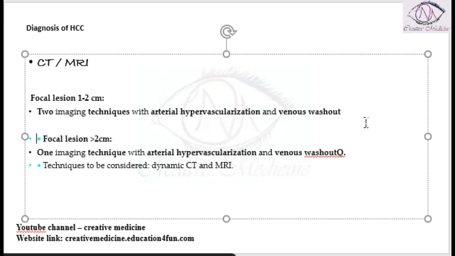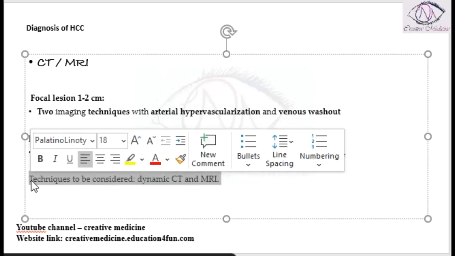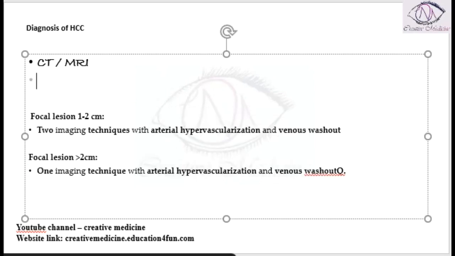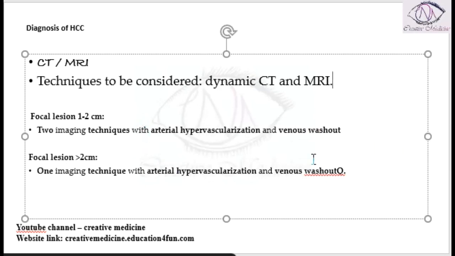If the tumor is 1 to 2 centimeters, you should do both CT scan and MRI. If the tumor is more than 2 centimeters, then you should do only one imaging technique, showing arterial hypervascularity and venous washout. That is, if the lesion is 1 to 2 centimeters, two techniques are done. If the lesion is more than 2 centimeters, then only one technique is done.